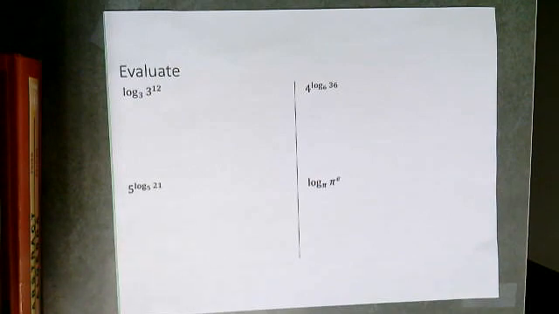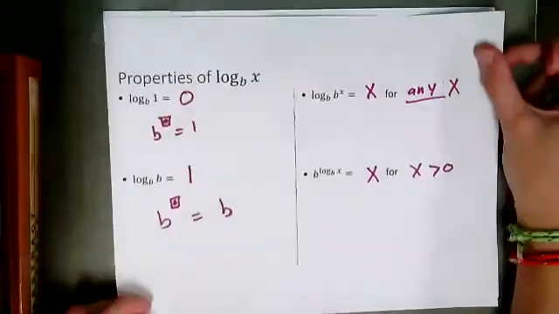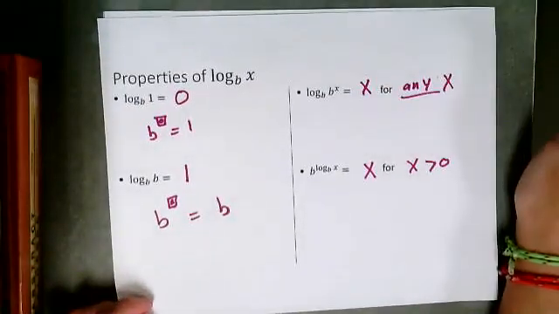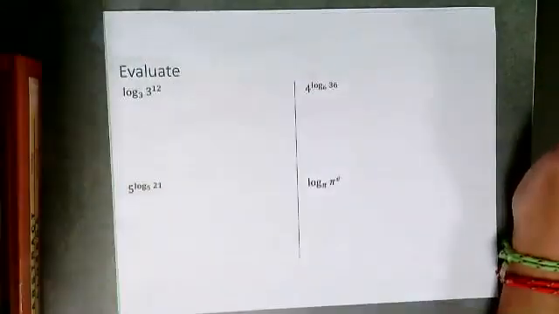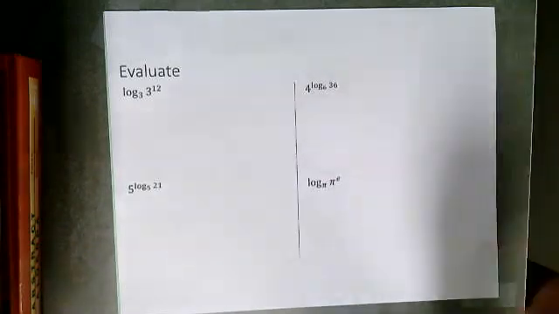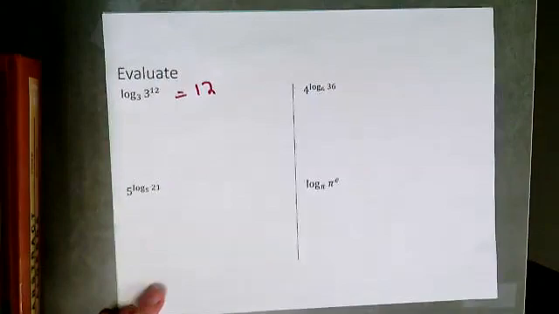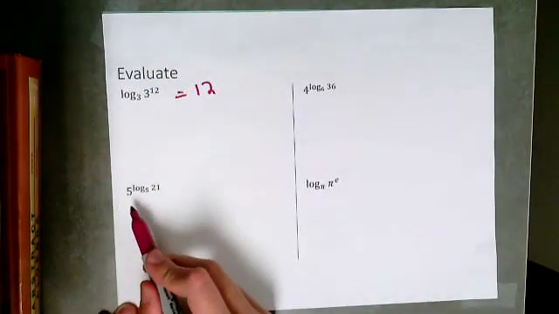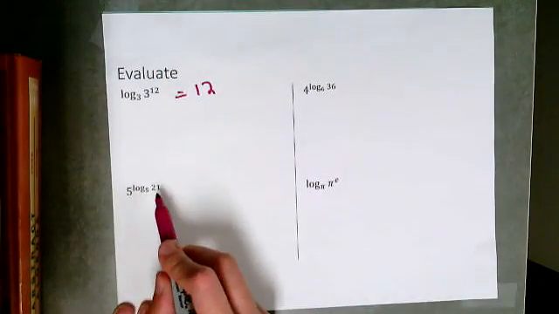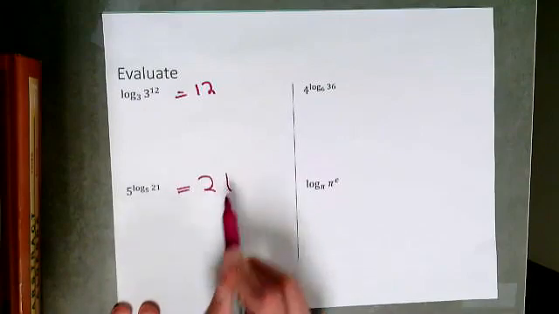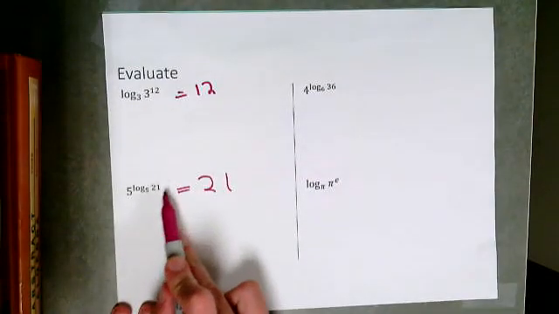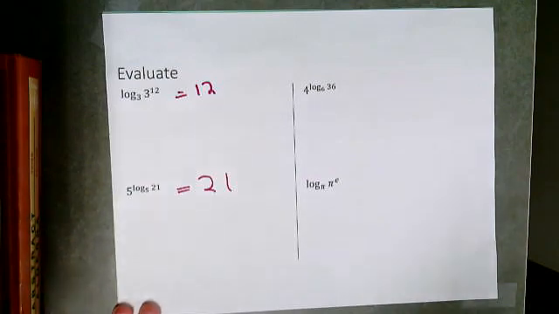Evaluate log base 3 of 3 to the 12. Well, it's the same situation as here. Log base b of b to the x is just x. So this guy is just 12. Okay. 5 raised to the log base 5 of 21. That's just 21. Well, 21 is bigger than 0, so it works out, and we can use our property.